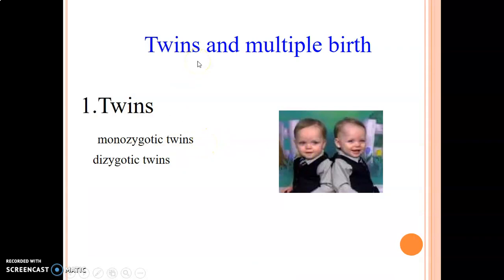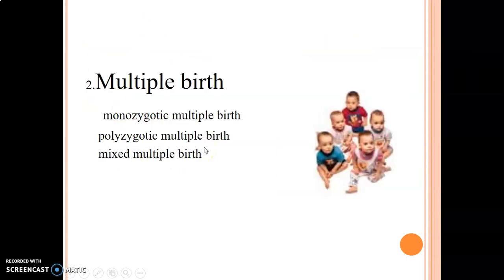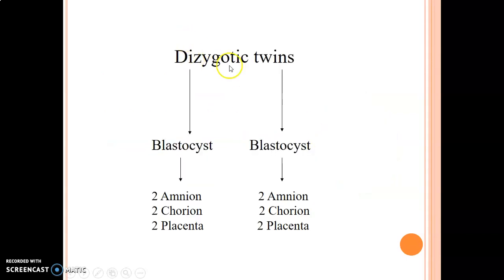So next we discuss twinning and multiple births. Of course, you know we have two types of twins. We have monozygotic twins and dizygotic twins, and then multiple births can be monozygotic multiple births, polyzygotic, or mixed multiple births. So what happens in dizygotic twins?